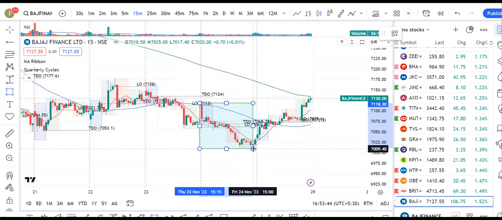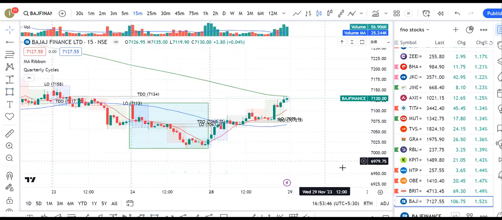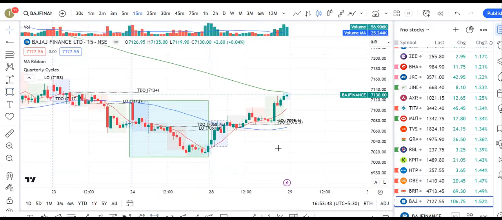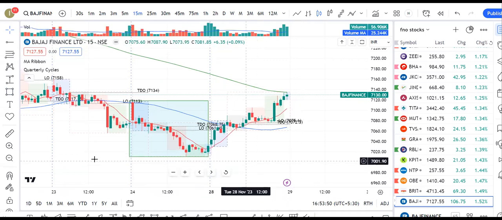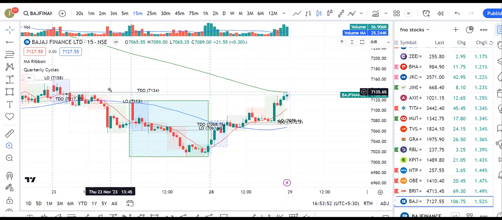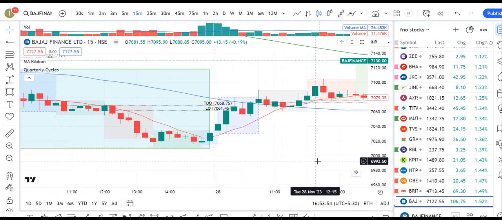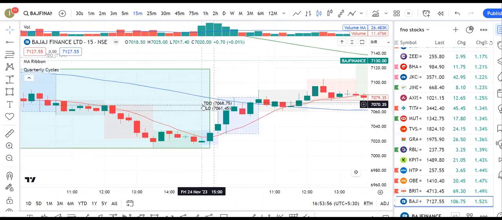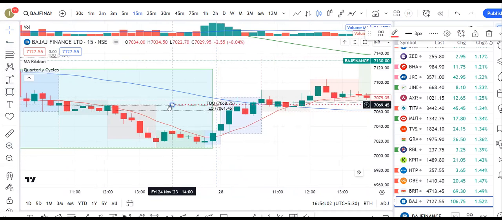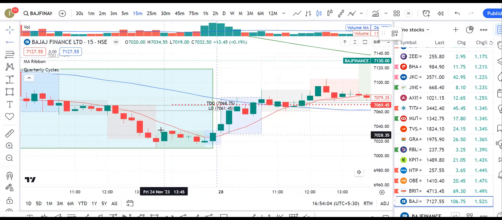This was the range. Okay. So finally, today the market ended here and it opened. These were the markings on the 7068 and 7061, which were the previous day levels.